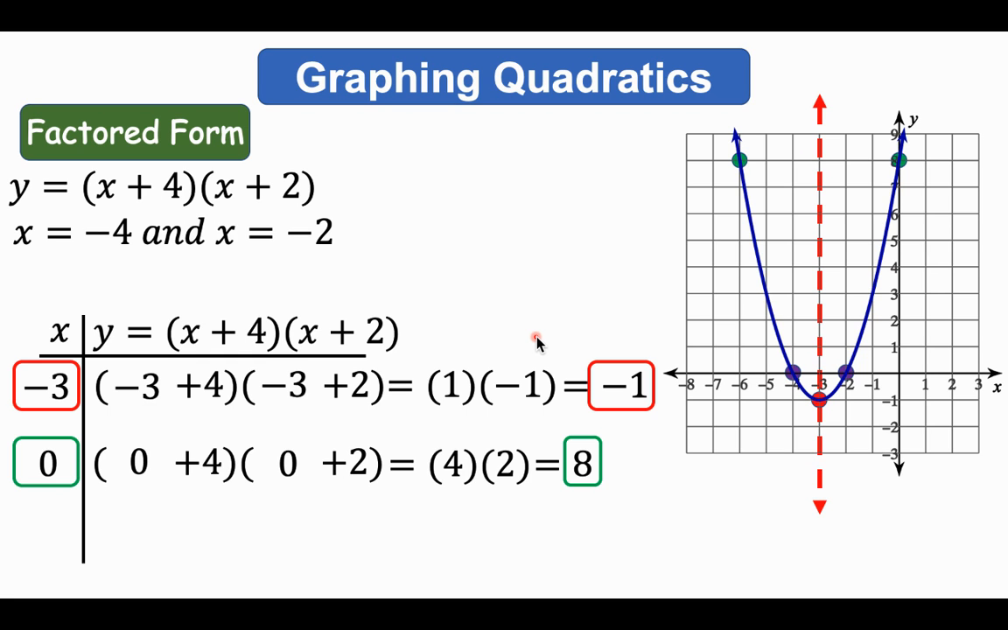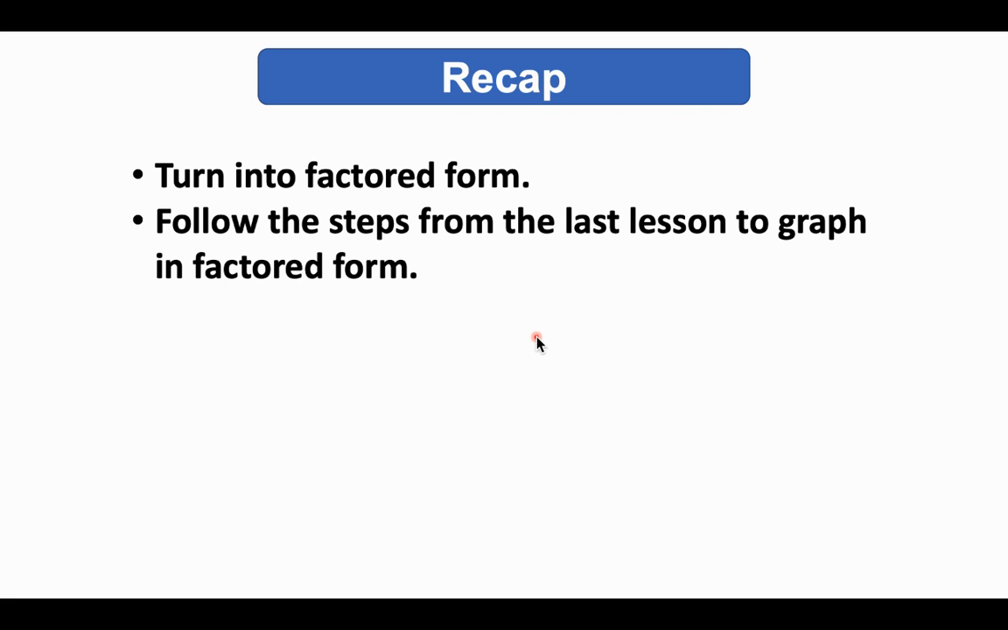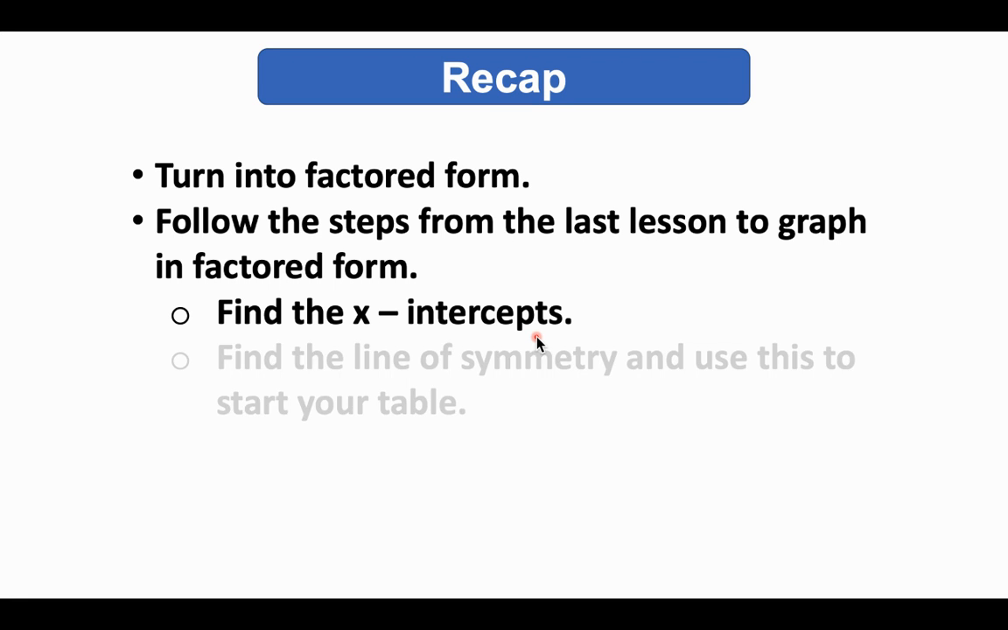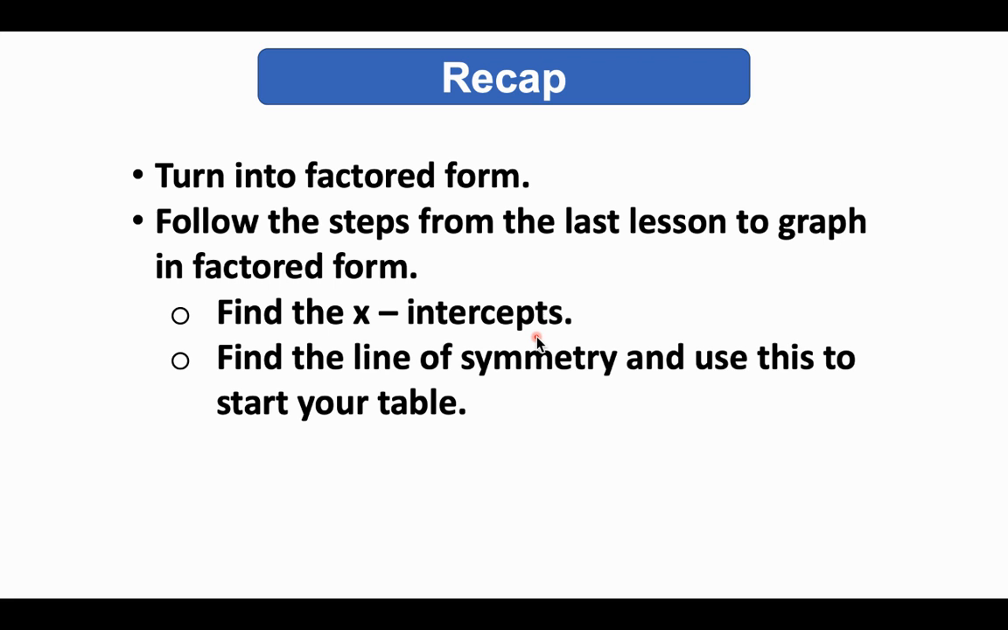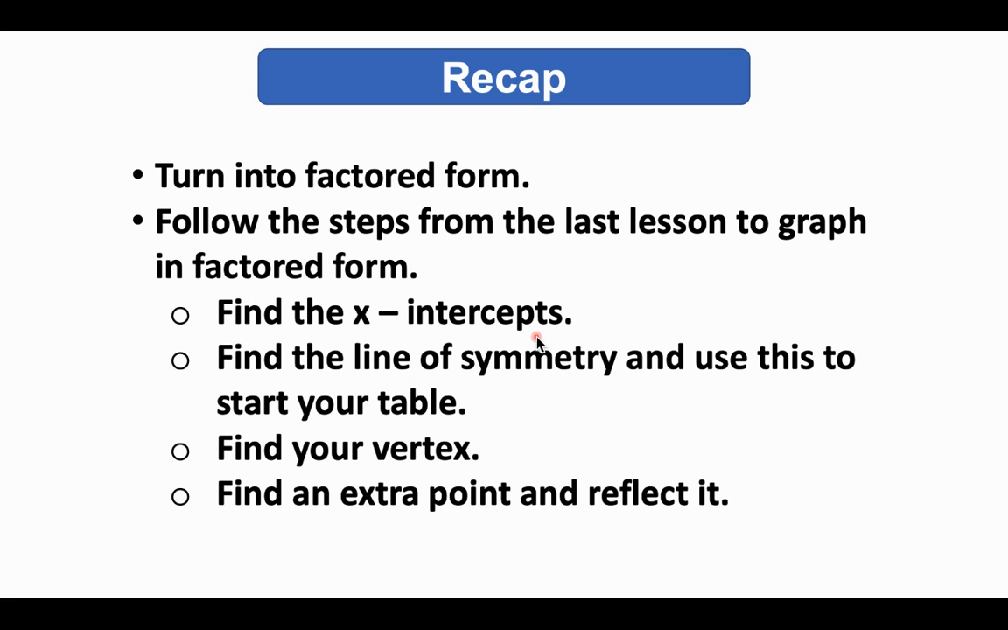Just to let you know, we are going to figure out in the next lesson what to do if this thing isn't factorable. So quick recap, turn it into factored form by factoring. Follow the steps from the last lesson to graph in factored form, which was find the x-intercepts, find the line of symmetry, use that to start your table. That will get you your vertex, find an extra point, reflect it, and you are done.